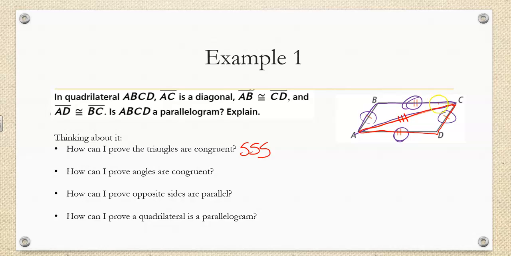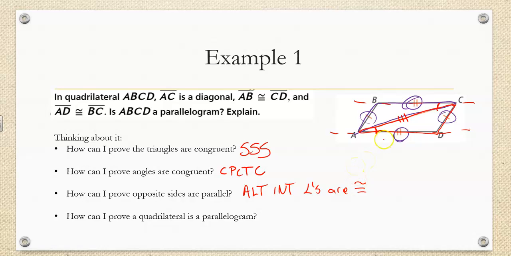Now somehow I can prove then that this angle is congruent to this angle. Then I know that those are alternate interior angles, and if they're congruent, the lines must be parallel. But how can I prove those angles are congruent? Well, that would be with my CPCTC. Now, how can I prove opposite sides are parallel? Well, I just said the alternate interior angles are congruent, so they must be parallel. That's from way back, right? First part of the year.